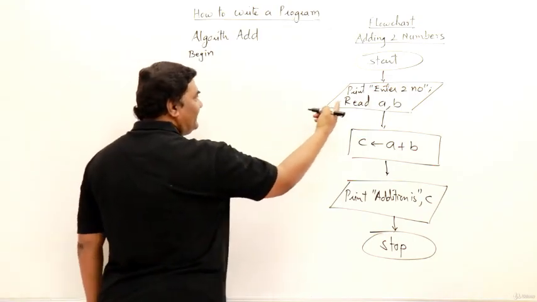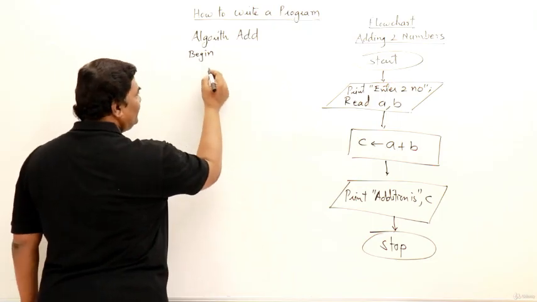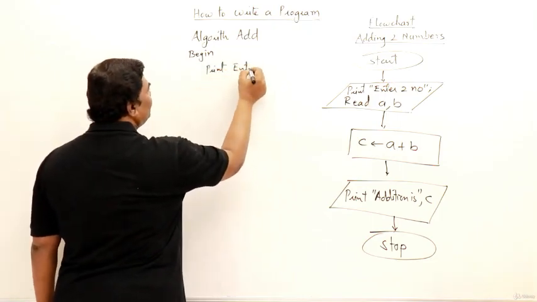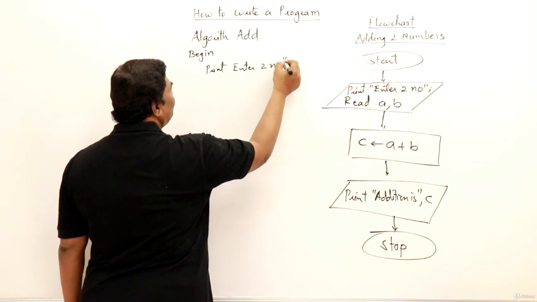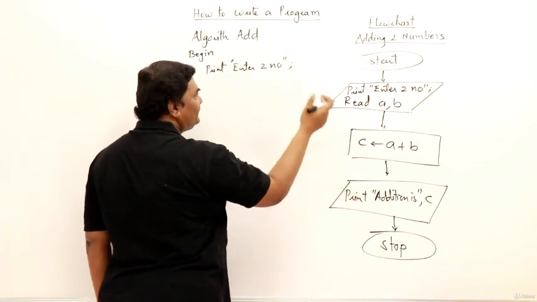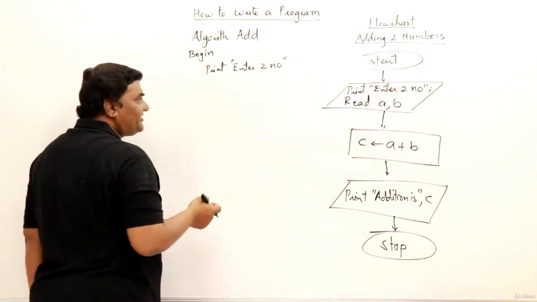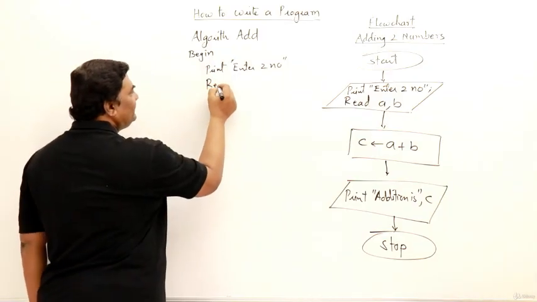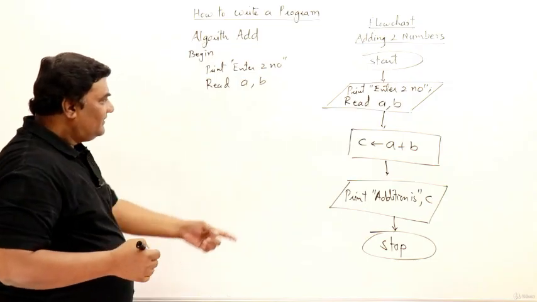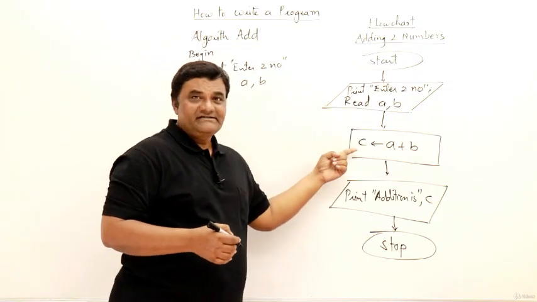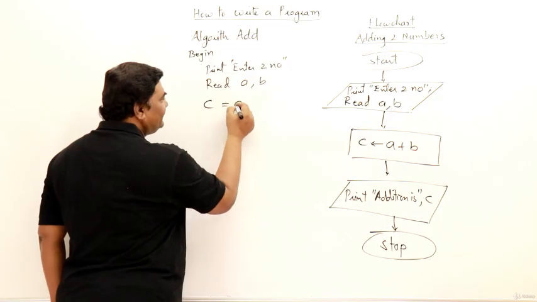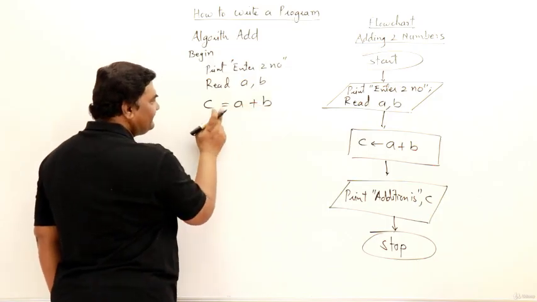Now what is the first thing it has to do? It should print and say enter two numbers. So print enter two numbers. This is a message I am giving. Then writing semicolon or not, that is a choice because it's pseudocode. It's not strict. Then I should read two numbers in two variables, that is A and B. This is over. Now the next step is processing. So C is assigned with A plus B. So I am writing this as assignment.